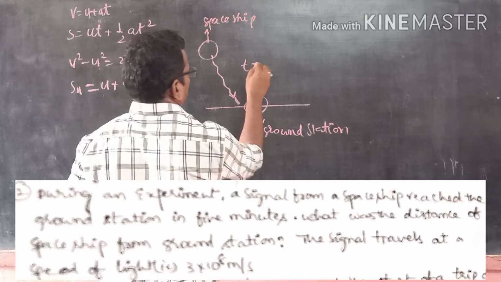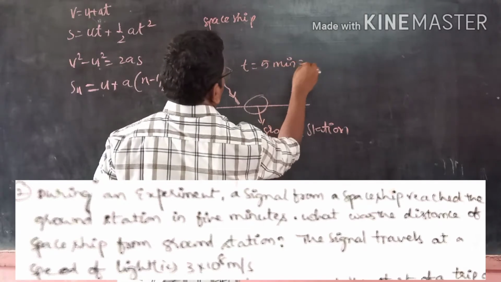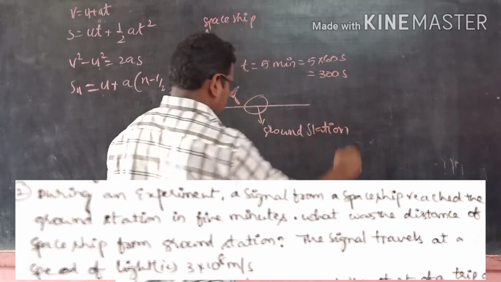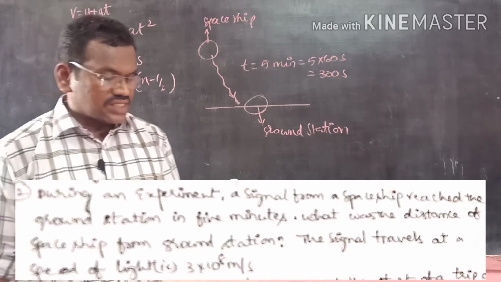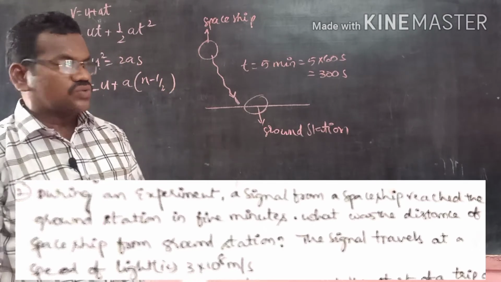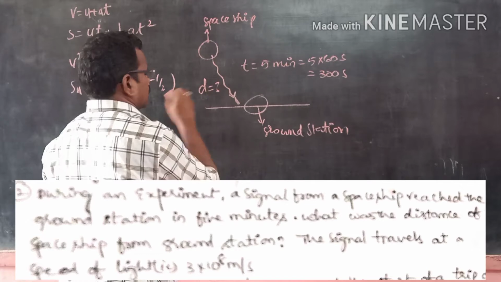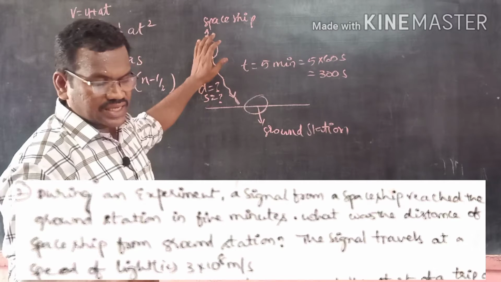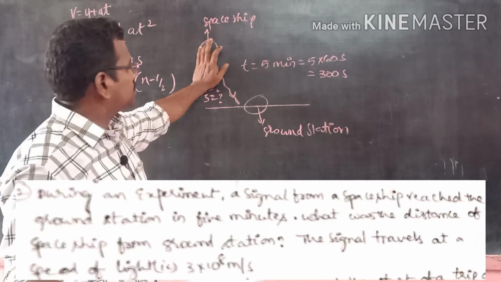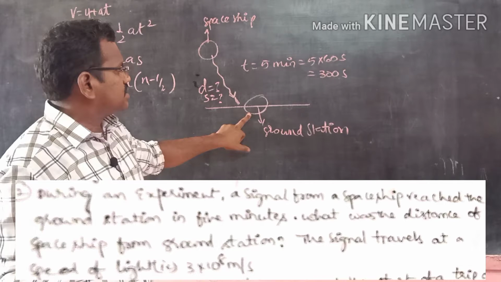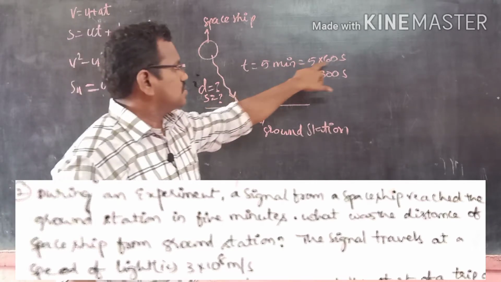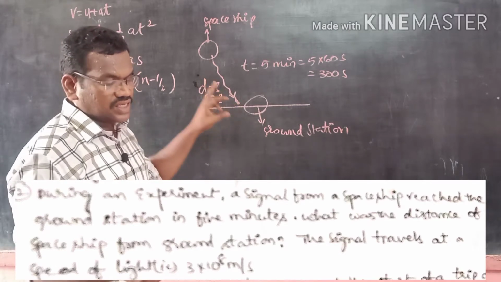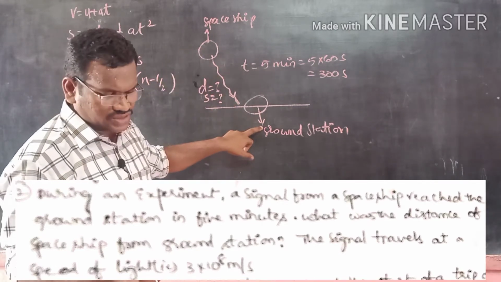in 5 minutes, so t is equal to 5 minutes, that is equal to 5 into 60 seconds, this becomes 300 seconds. What was the distance between the spaceship and ground station? Now they are asking d is equal to question mark, or otherwise s is equal to question mark. See here, during an experiment, a signal is released from a spaceship and reached the ground station in 5 minutes. So 5 into 60 seconds, that is 300 seconds. Then what is the distance between the spaceship and the ground station?